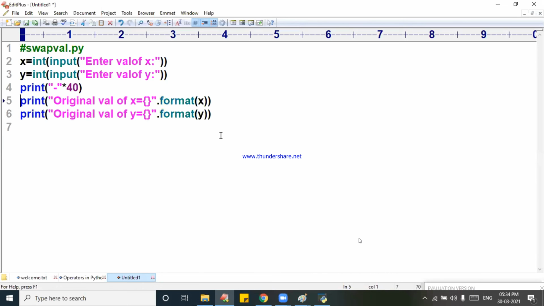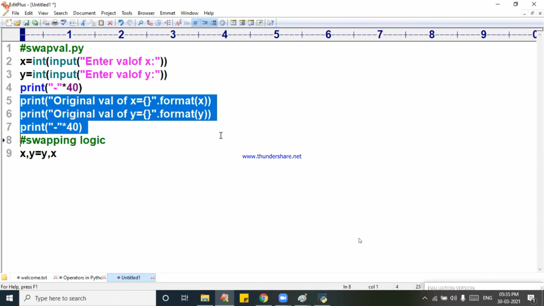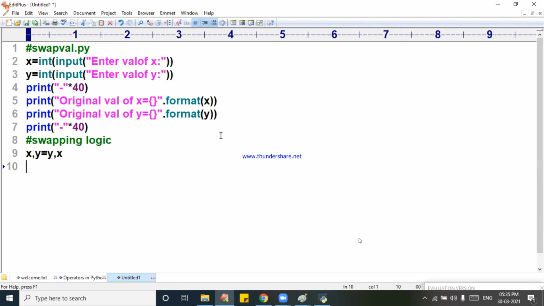Now I will do the swapping logic. Original values are printed. I am writing a comment here: swapping logic. I can do the swapping logic as x comma y is equal to y comma x. I already did this type of example, but today we are going to get something new. So many logics are there. Let me show you one logic. Already you did y comma x, but I am showing you once again the number of possibilities here.